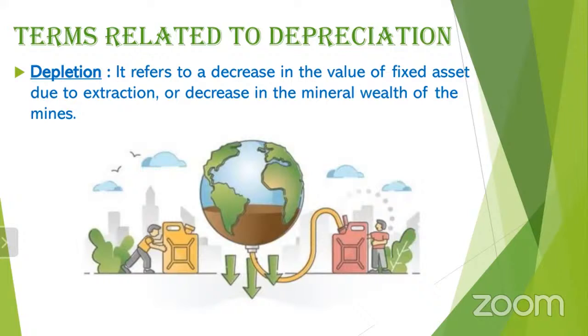Example, oil from the wells, and KGF, that movie. That movie revolves around gold mines only. If we continuously remove the gold, it means the exhaustion of gold. We will say this is the depletion of gold. We can't say depreciation. It is the depletion, exhaustion of natural resources. For example, minerals, quarries, gold, oil from wells, etc.